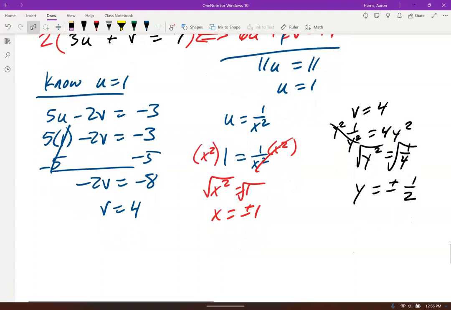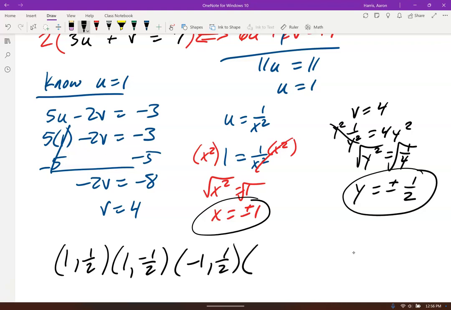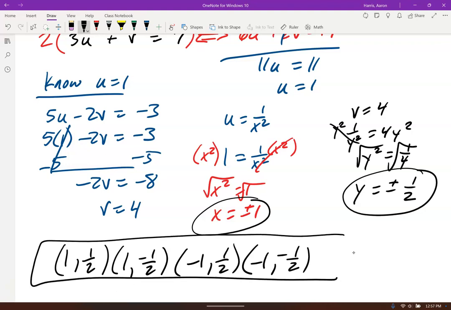Okay, so here are our solutions. x is plus or minus 1. So 1 with the positive 1/2. 1 with the negative 1/2. Now x being negative 1 with the positive y of 1/2. x being negative 1 with the negative 1/2. And of course, you could take a look at that visual as well. That's probably the easiest way to go about that, is make that substitution with u and v.